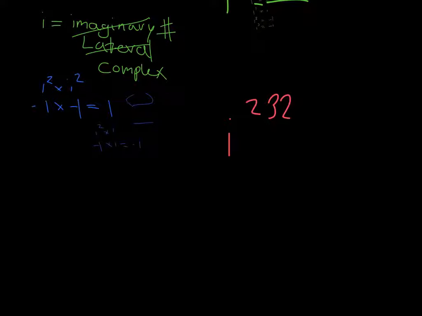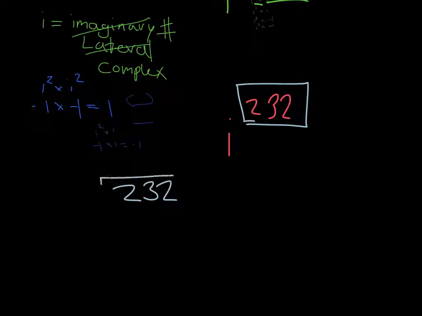Okay, I hope you solved it. If not, it's okay, that's what we're here for. So i to the power of 232. The first thing you have to do is take this number out and divide it. So it would be 232 divided by 4. You may be thinking, why is it 4 here? I'll explain it in just a minute.